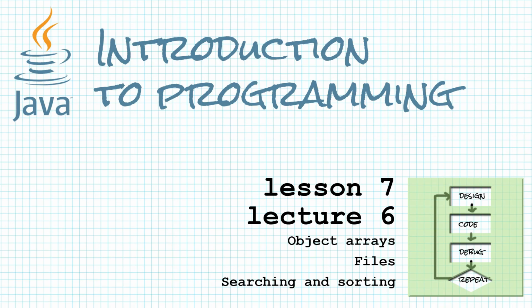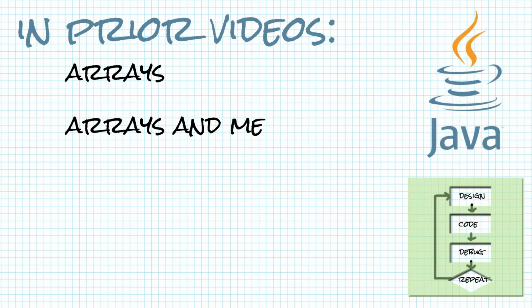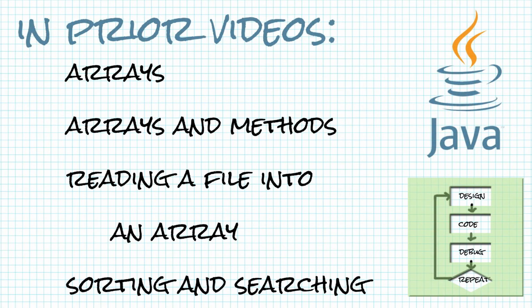This is the 45th video in the Introductory Programming in Java full course, and the 6th video of the final lesson, Lesson 7, Arrays and ArrayLists in Java. In prior videos, we looked at arrays, arrays and methods, reading into an array from a file, and searching and sorting algorithms. In all of those examples, our arrays were filled with primitive data types.